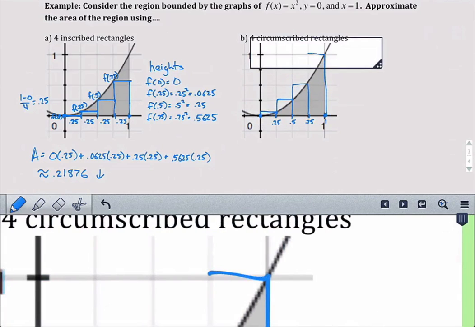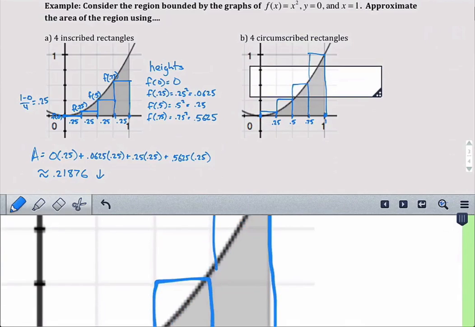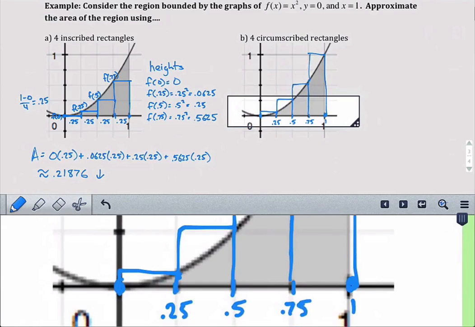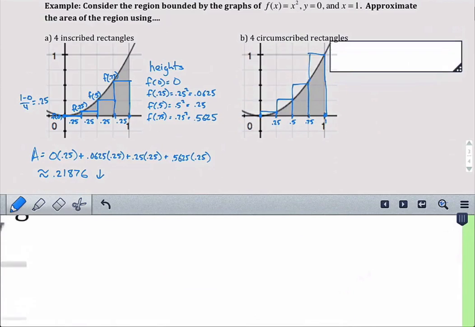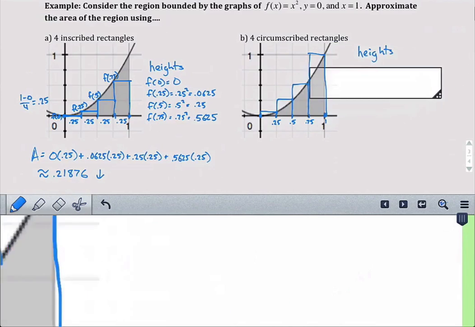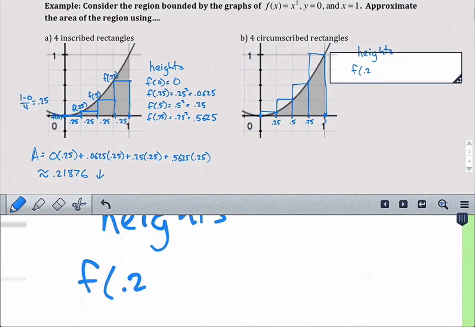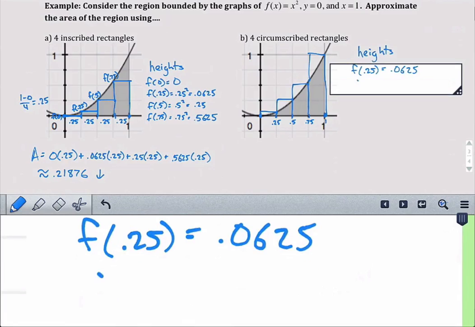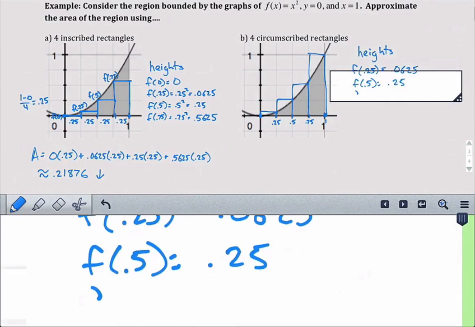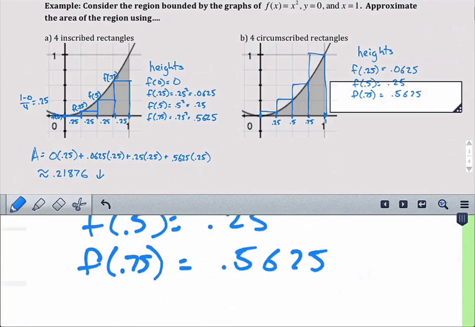All the way up to there. Okay, now we can find the area of these 4 rectangles, and so our heights, some of them we can reuse. We're going to need f of 0.25, which we know is 0.0625, we need f of 0.5, which is 0.25. We need f of 0.75, which is 0.5625. And now we also need f of 1 for our fourth rectangle, and that's just 1 squared, which is 1.